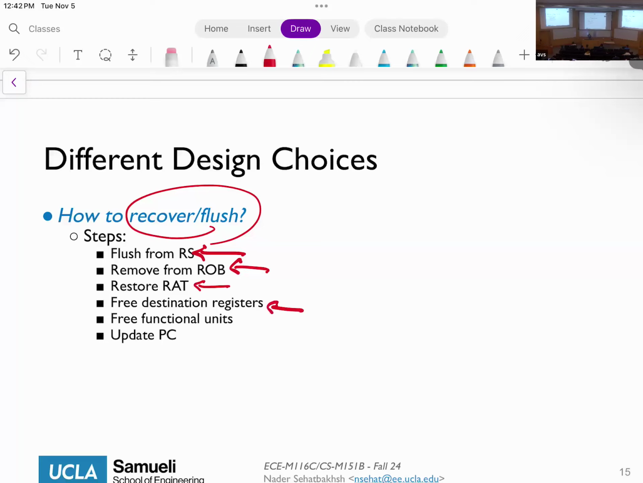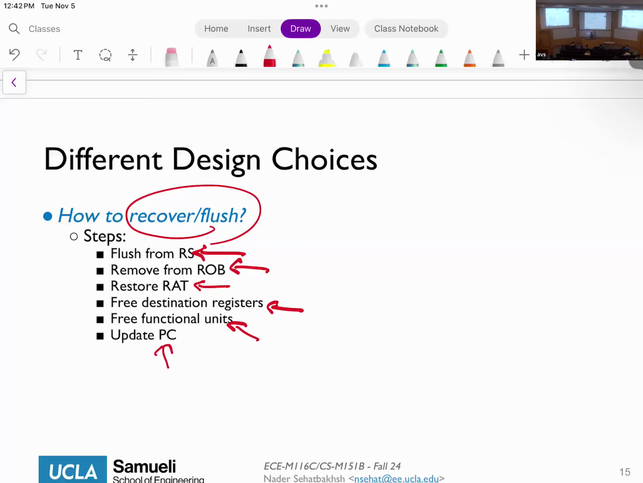Then I also need to free those destination registers that I allocated after this, right? Again, I need to put those that need to be flushed back into my free pool. Otherwise, they're going to be missed forever. I also need to free my functional units: those instructions inside the functional units that need to be flushed, I just remove them and make the functional units ready again. And of course, I need to update the PC to the correct PC that I need to use, right? So these are the steps that I need to take.